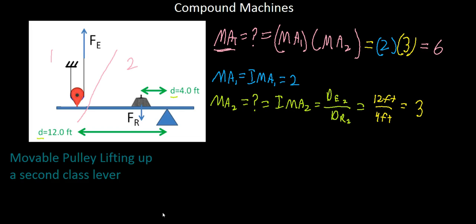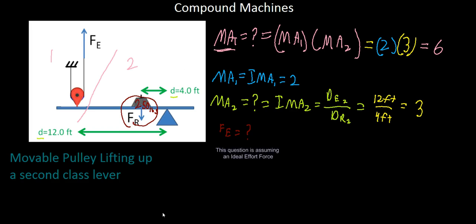And that's all you really have to do to solve for total mechanical advantage. It's nothing new, nothing different. But we could take this problem one step further. What if I told you that this FR right here was, I don't know, let's say it's 250 pounds? So 250 pounds. I could say, what does FE equal? What effort force would I need to lift up this 250 pounds using this compound machine?